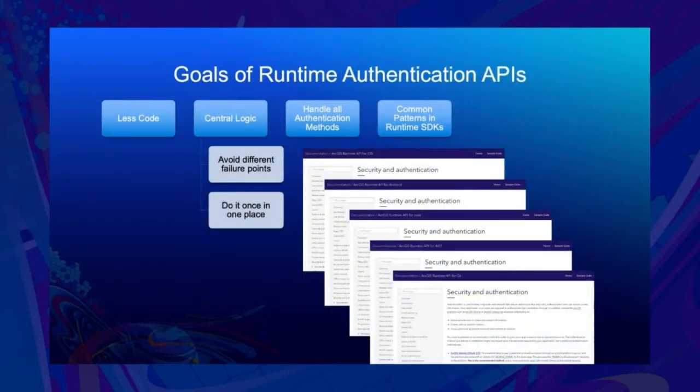Now let's look into the goals of runtime authentication APIs. Security is complicated and requires a lot of work. So the goals of runtime authentication APIs are such that you as an app developer have to write less security code and focus more on your app's business logic. We have centralized logic to handle security configurations and operations to avoid multiple failure points. You write security code once and at one place to handle all different authentication methods.